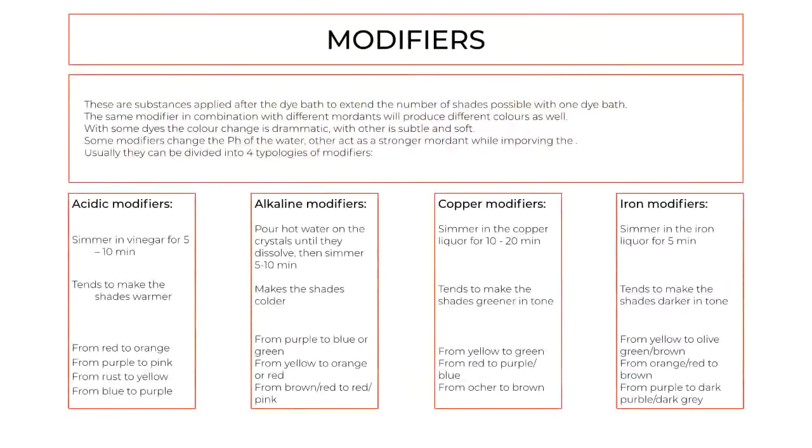So here you see also you have a short list of actually how these modifiers completely change the color ranges, where acidic modifiers mostly move pigments and dye stuff from red to orange, from purple to pink, and from rust to yellow or blue to purple. So they're actually brightening up and going to warm the warm colors, while the alkaline ones are helping us to go towards the cold colors. So if we have pinks, we move towards purples and blues and greens, and from yellow, we move to dark reds. Copper modifiers, as we were saying, will give us this yellow hue, this bluish hue, and the iron ones a yellowish hue. Here there are a list of recipes for all of you.